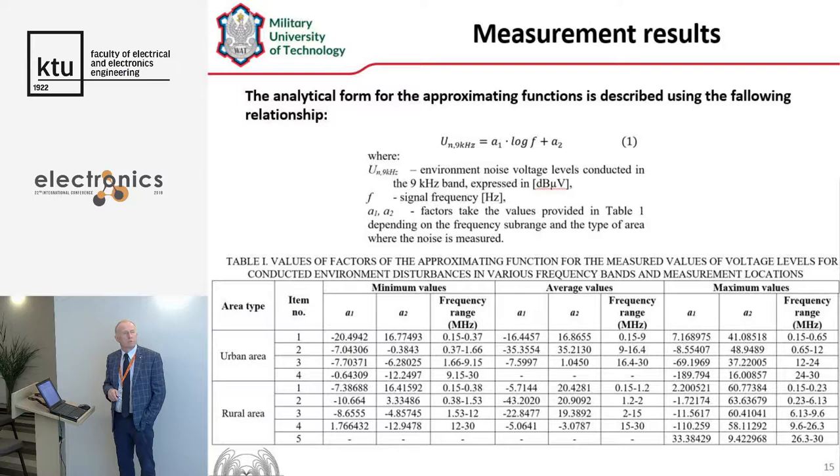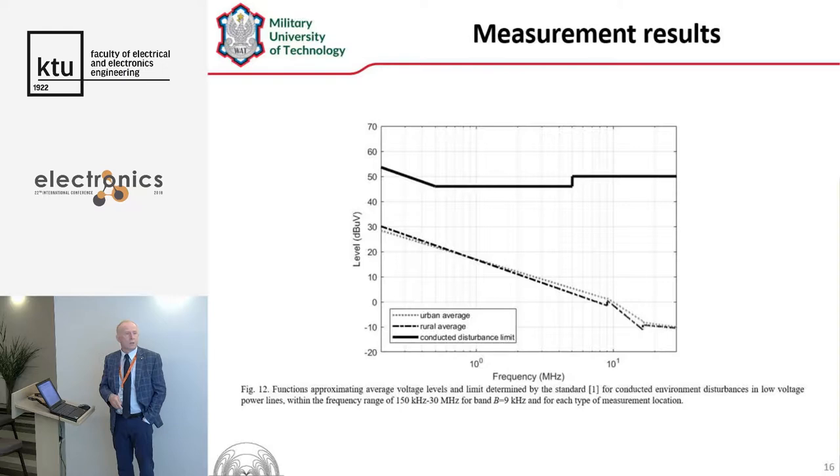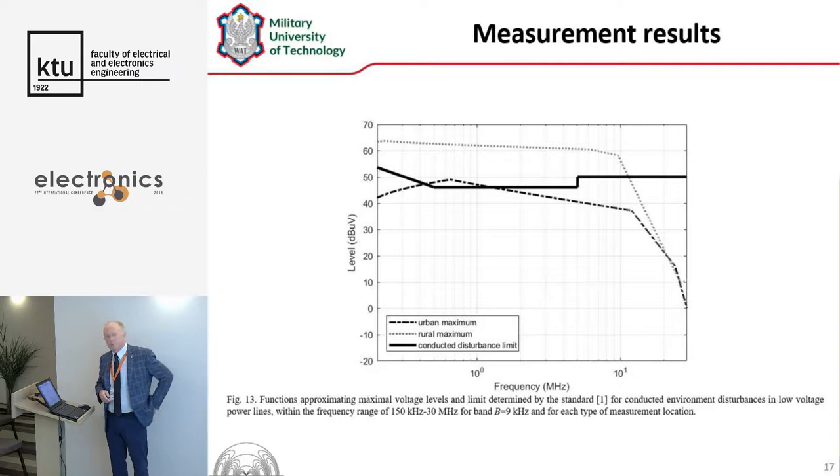I have calculated factors for this formula, and this formula describes the approximation function for average levels, maximum values, average values, and maximum values for urban area and rural area. You can see here the line which was taken from the standard. This is the maximal guard line for the conducted disturbance level, and here is presented my approximation function. It is the average value. And the maximal value of my approximation functions is above this guard line. So the conclusion is it is a good idea to change this line or better attenuate the disturbance levels.